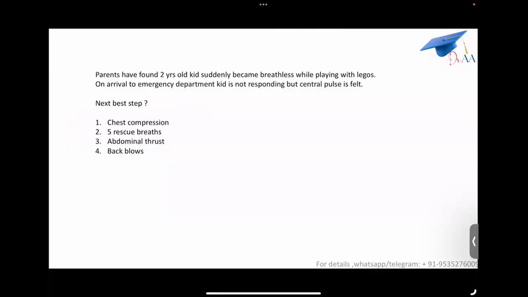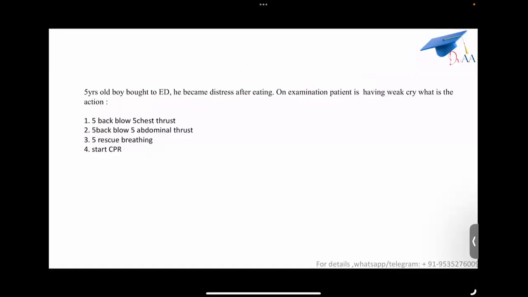We have a 2-year-old kid who suddenly becomes breathless while playing with Legos. It's a toy named Legos. On arrival to the emergency department, the kid is not responding, but a central pulse is felt. What is the next step? Best next step here is 5 rescue breaths. It doesn't depend on whether the central pulse is felt or not. If they're unresponsive, then we give 5 rescue breaths.